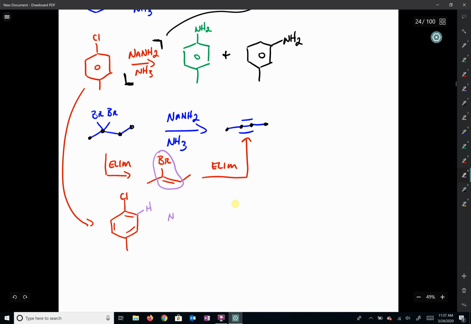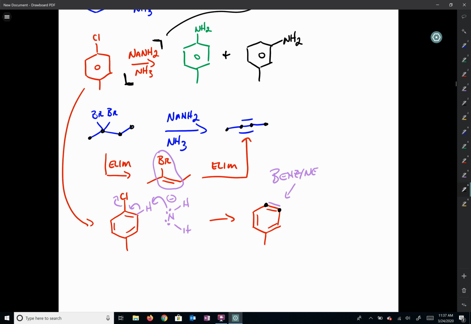But what's going to happen in this case is, our sodium amide, which is a powerful base, it's going to come in and kick off that chloride. And so here is our proposed intermediate. Now, what is unusual about this? Well, what's unusual is we've got a triple bond here.